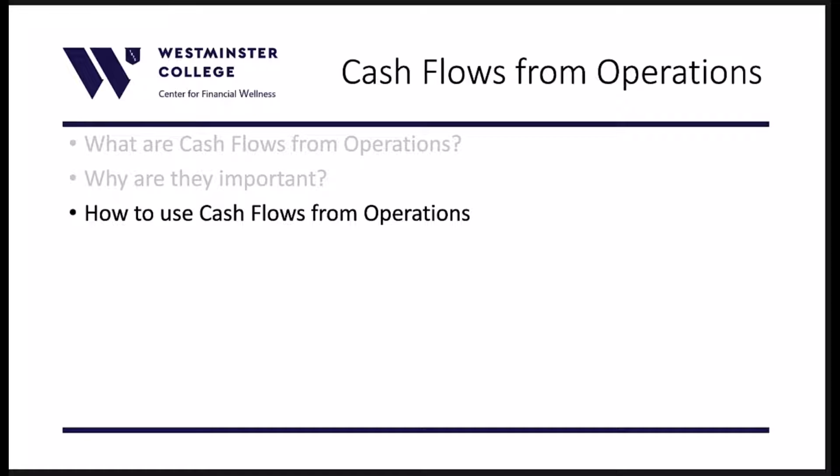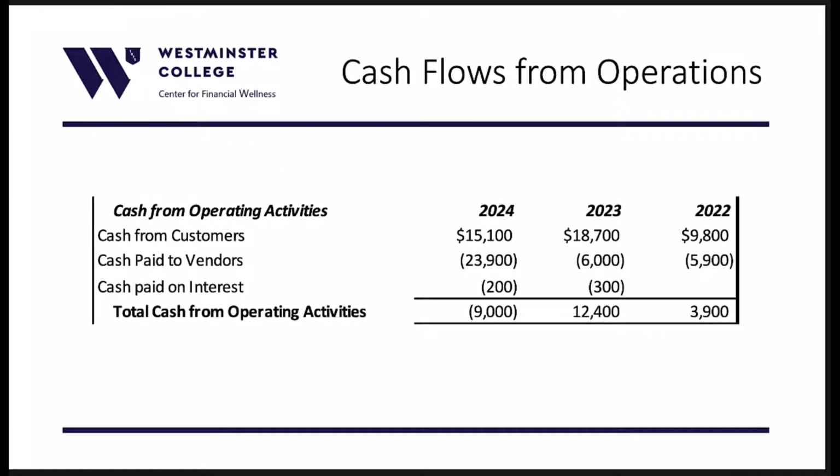And then we'll go into how to use cash flow from operations. In this example, we'll just go through a section of cash flows from operating activities. As you'll notice, you have cash from customers. So this isn't just the revenue you've produced that you receive in your accounts receivable. This is actually the cash that you got from those customers.